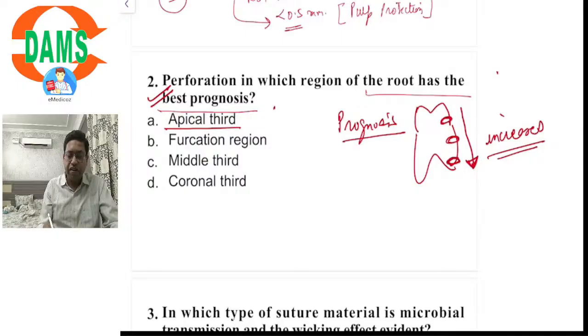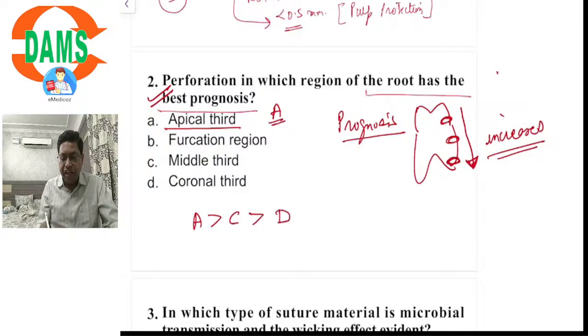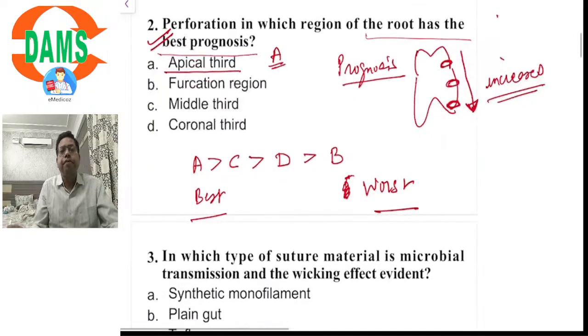apical 1/3, option A. If we have to talk about the sequence of best prognosis to worst prognosis in this question, then option A has the best prognosis, followed by option C, followed by option D, and followed by option B. From best to worst prognosis, the sequence of prognosis.